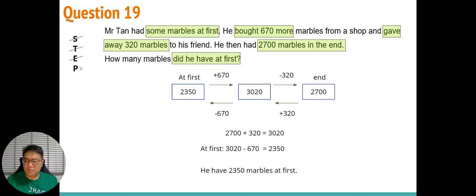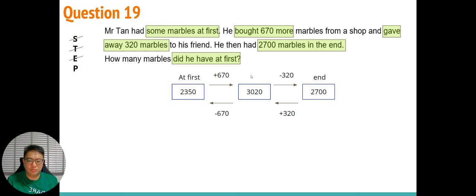Next, P. P stands for pause and reflect. Pause and reflect means to check. How do you check whether your answer is correct? It's not by just checking, oh, the number is correct, my working is correct. But in fact, it's to use the amount at first to insert it back into the question and use the amount given in the question to see whether you end up with the amount at the end. So I'll show you. So pause and reflect.